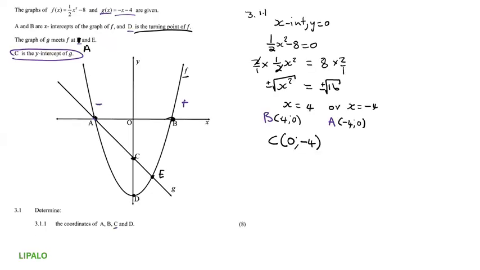Sharp. Now, getting back to my question, it means that the coordinates of D are going to be (0, the value of q), which is negative 8. Lovely. Getting to my marks there, I get 2 marks for the coordinates of the turning point. That is a full 8 marks.